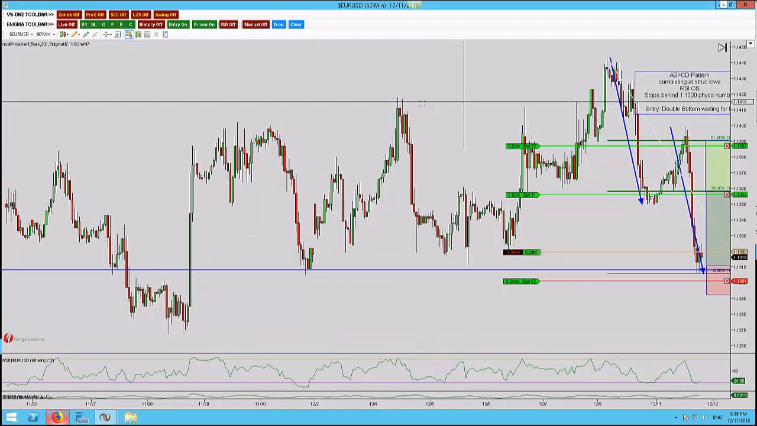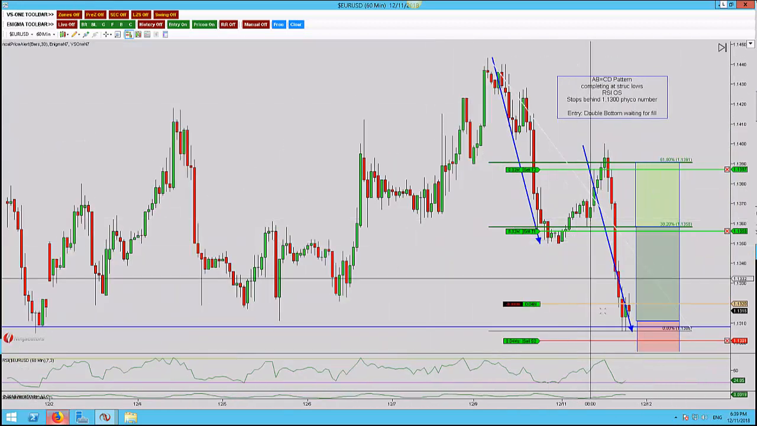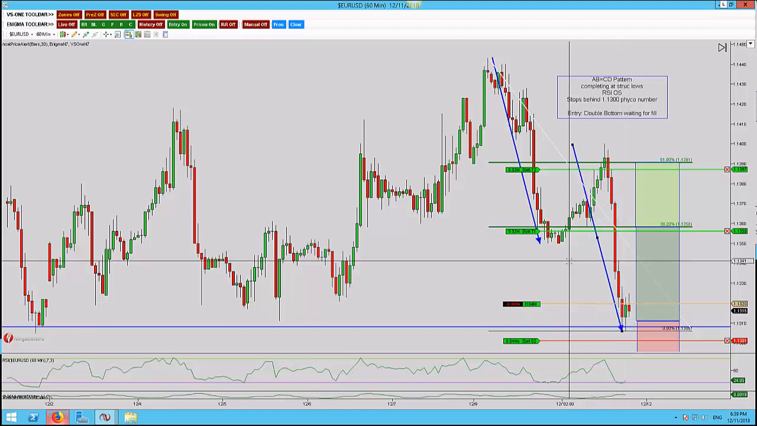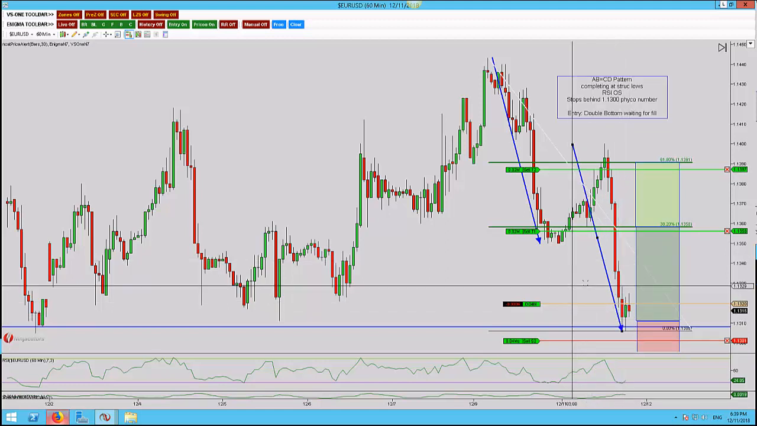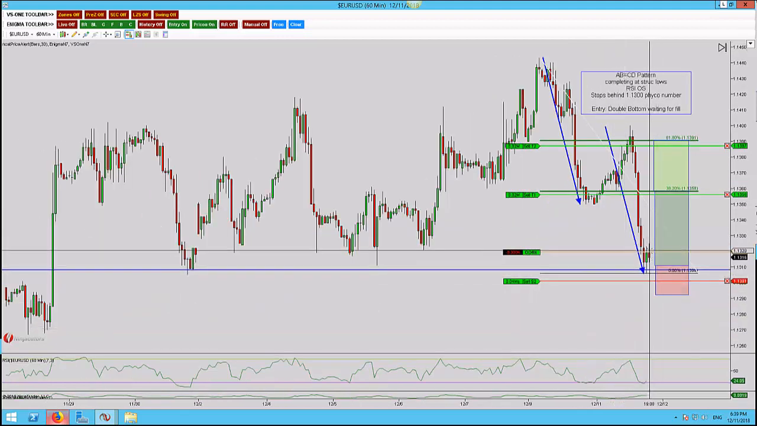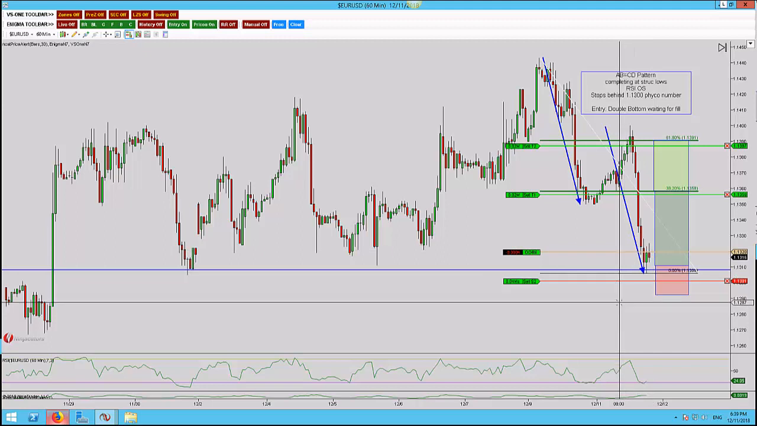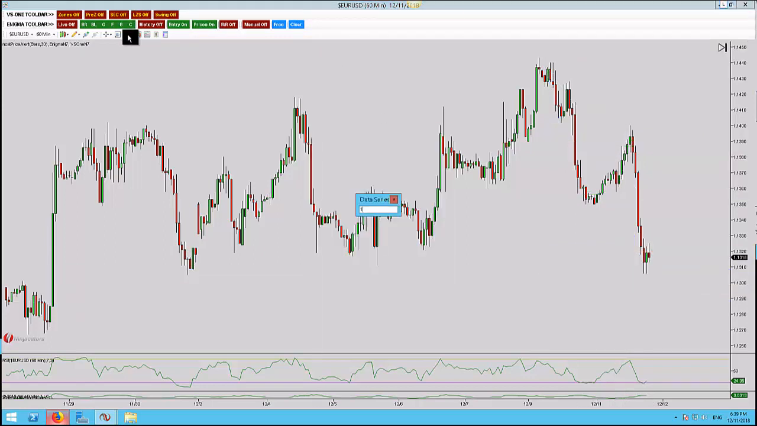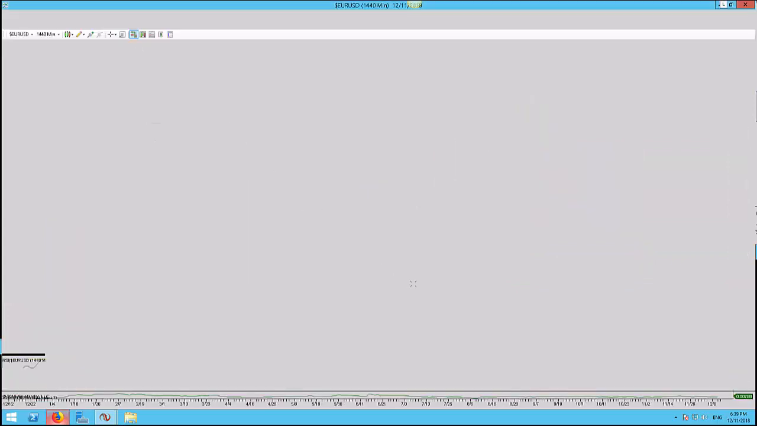This is the euro dollar on the 60, and we have an AB equals CD pattern that's completed. And if we drop to the lower time frames, we'll actually see on the 5 range an entry signal, which is a double bottom, and then I used 2618 as an entry. So that's the trade. Let's remove everything off. We'll go through that in a little bit more detail shortly.